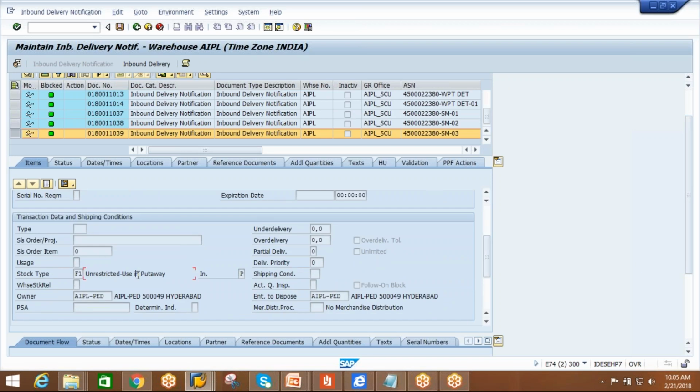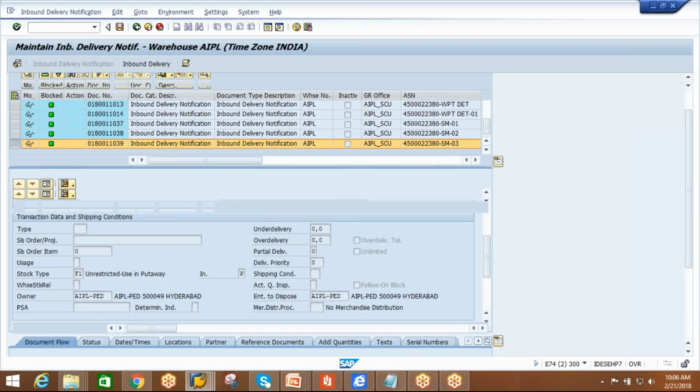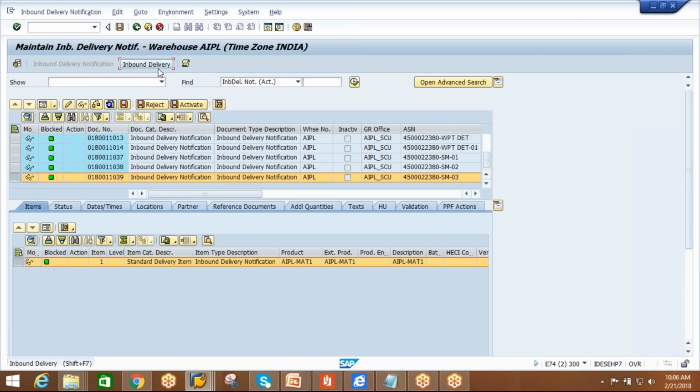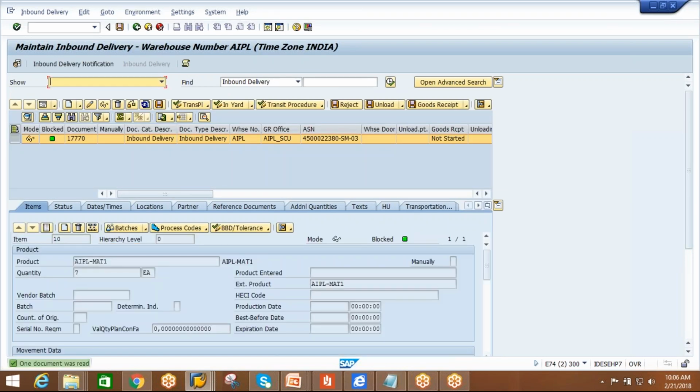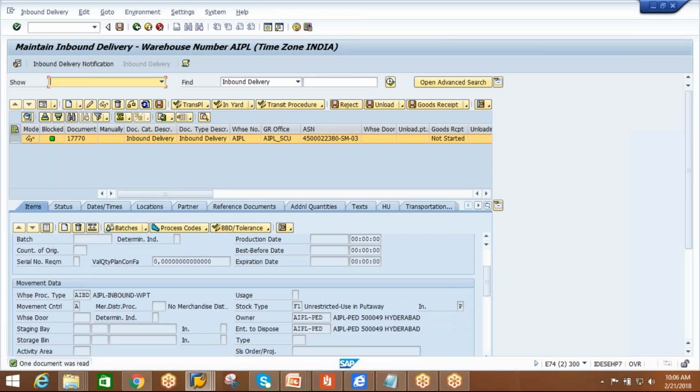Here F1 is coming. It means our AROD location is maintained with 001, right? So we are doing inbound delivery against our AROD storage location. So from the inbound delivery notification itself, F1 is coming. The same is carried to the inbound delivery. Okay, this thing.